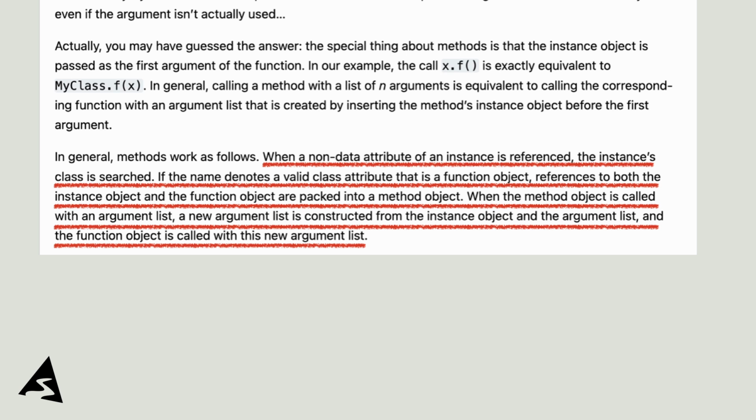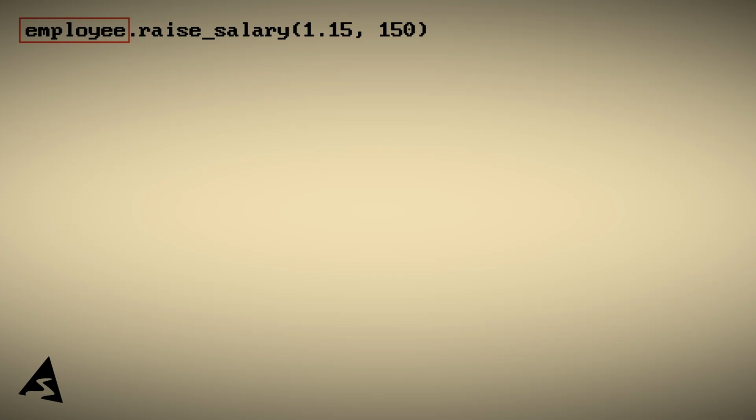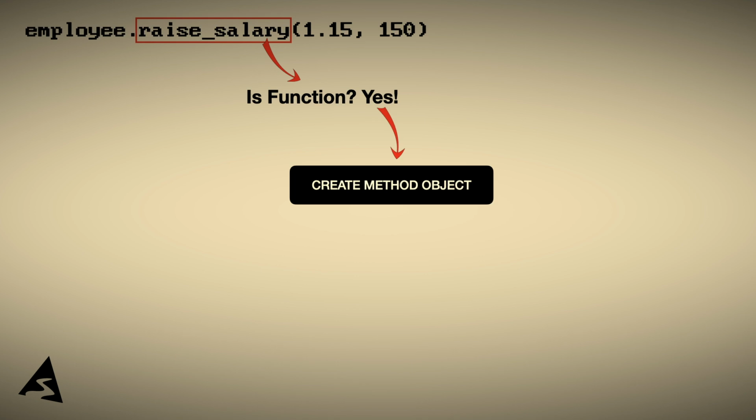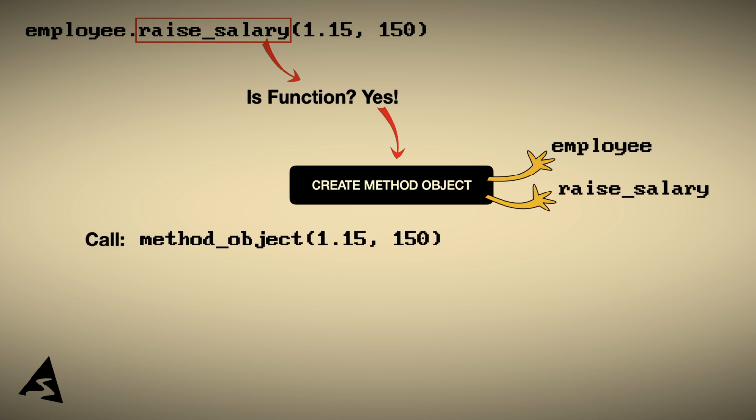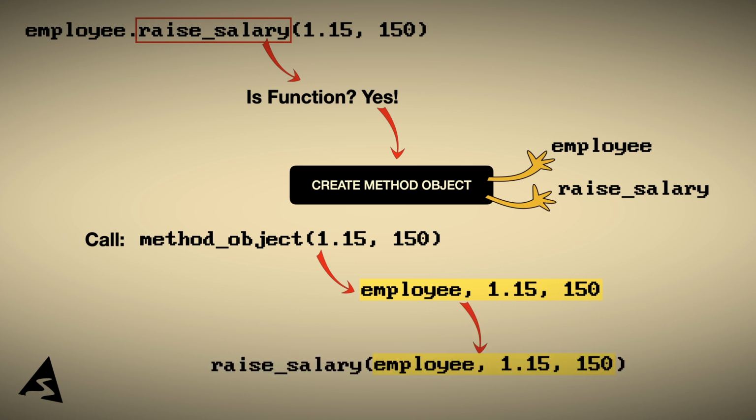Now, if you want to read it, pause the video, but I'm going to paraphrase what is written here. Employee is an instance. When you access an instance attribute, Python checks if it is a function. If so, Python creates a method object with a reference to the instance and the function. When the method object is called, a new argument list is made by inserting the employee instance as first value. The method object has a reference to the raise salary function and calls it with the new argument list.